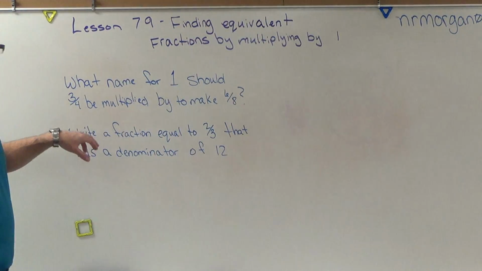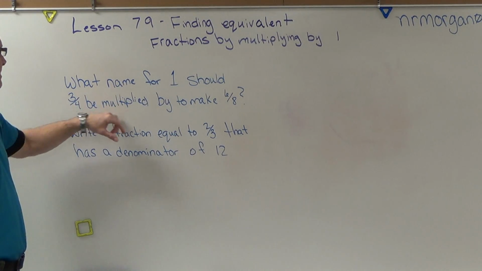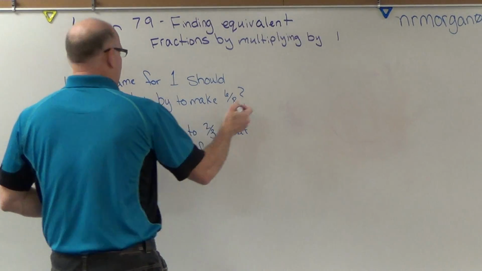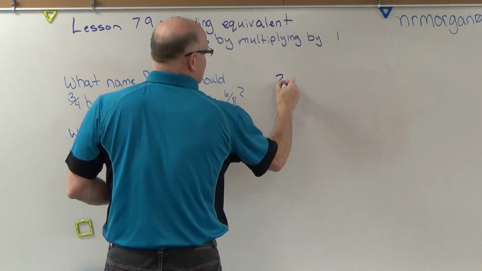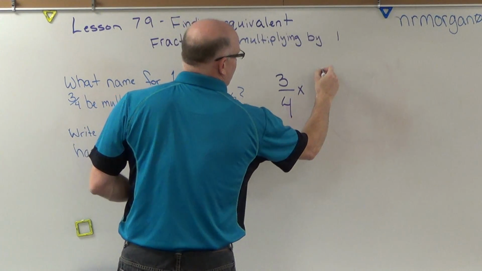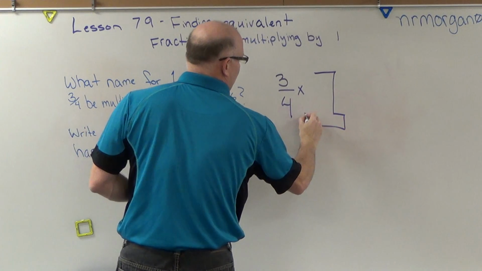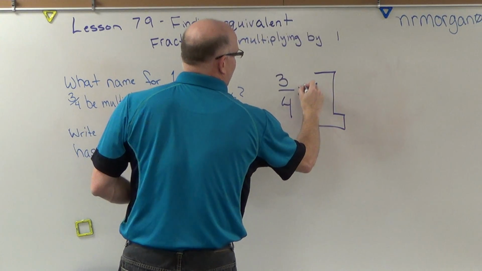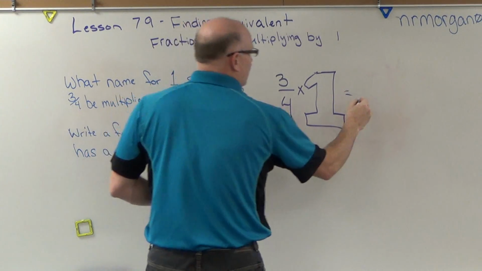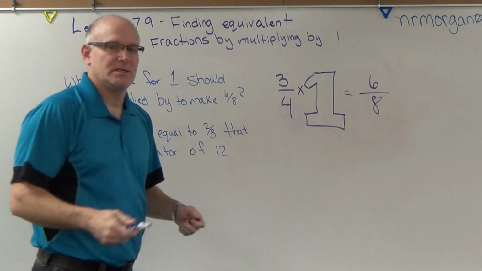So let's look at a couple of questions here. What name for 1 should 3/4 be multiplied by to make 6/8? So it's asking, I have 3/4, and I want to multiply, what do I want to put in here to equal 6/8?